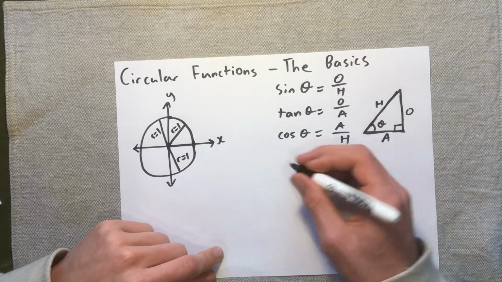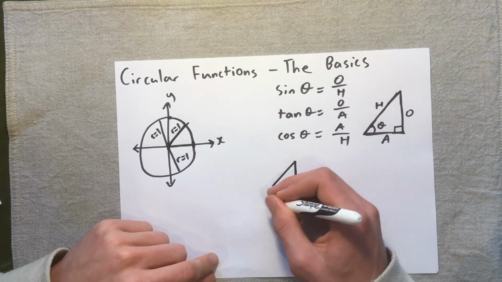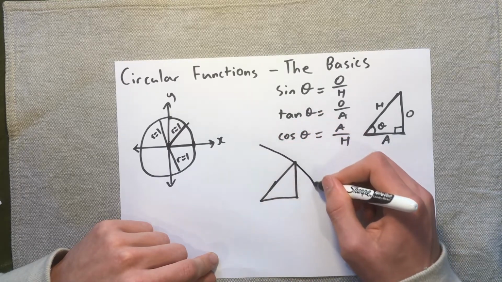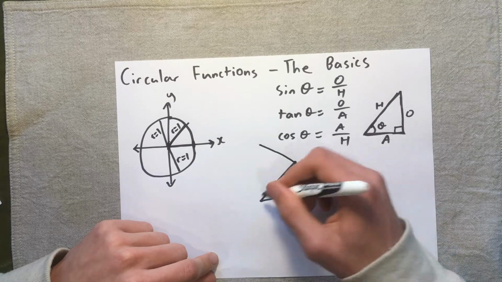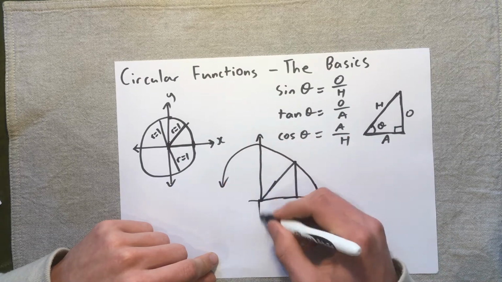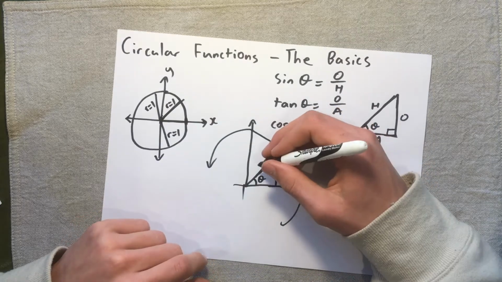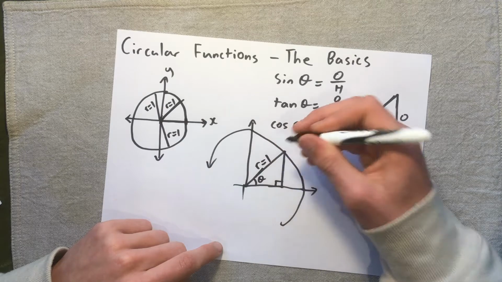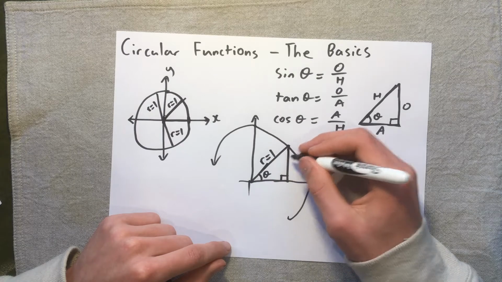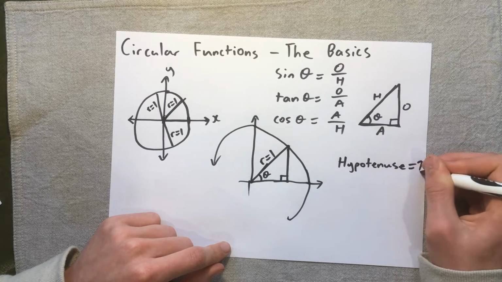Now, this relates to the unit circle because we can actually take a triangle out of the unit circle. So if you imagine the circle continues down this way, this is the x-axis, this is the y-axis here, and it kind of wraps around. Yeah, you get the picture. Here is our theta, and this is a right angle. As we know, the radius is equal to 1. On this triangle, you'll also notice that the radius is also equal to the hypotenuse. So we can say the hypotenuse is equal to 1 unit.